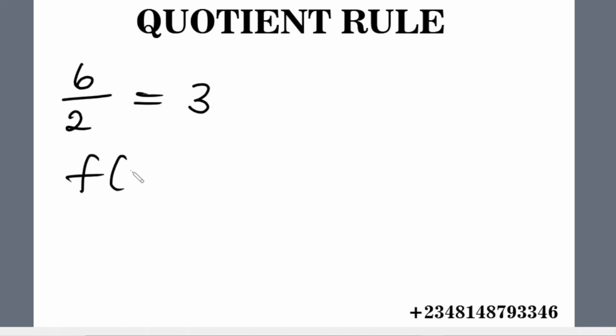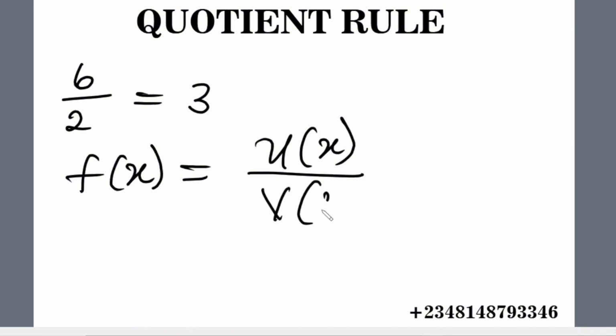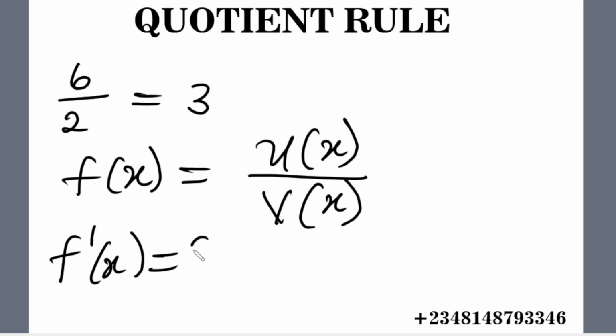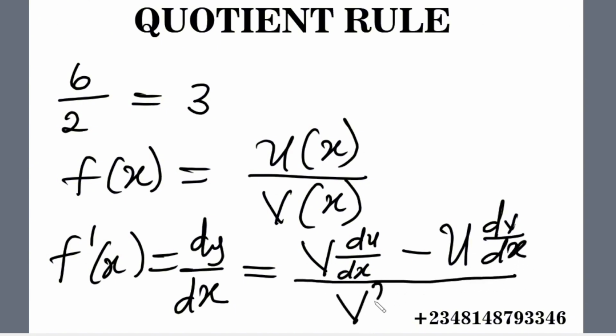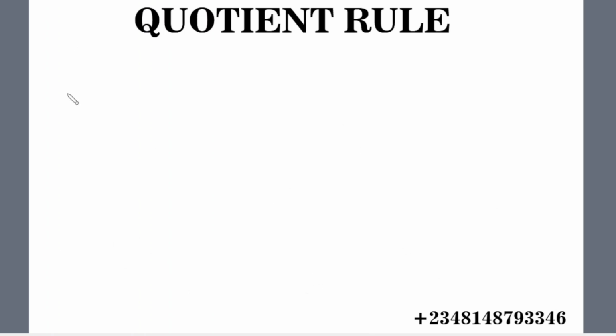Now f of x equals u of x all over v of x. Now f prime of x equals dy all over dx. f prime of x is the same thing as dy all over dx, and dy all over dx equals v du/dx minus u dv/dx all over v squared. So this is the formula for the quotient rule. Now let's take an example.